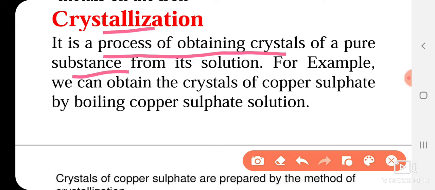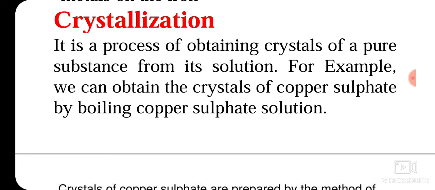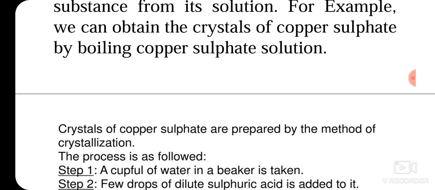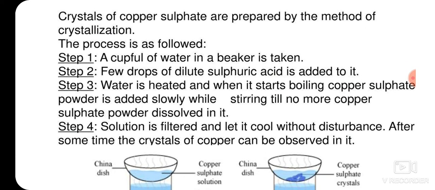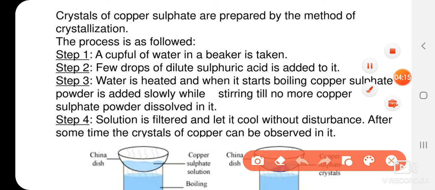So in your textbook there is a process mentioned to obtain crystals of copper sulfate by boiling the copper sulfate solution. Now let's see how we can obtain the crystals of copper sulfate. Here are the steps mentioned. We have to take a cup full of water in a beaker. It means first we have to use a beaker, and in that beaker we have to keep a cup full of water.